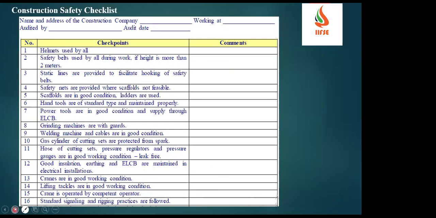Now we'll see the construction safety checklist, so that we have a clear understanding of some set of requirements with respect to safety in the construction industry. If you see here, helmets are to be worn by all the users. So all the users means what? Even the security personnel who are monitoring the security activities at the construction site should also wear them, and helmets should be used around construction equipment.